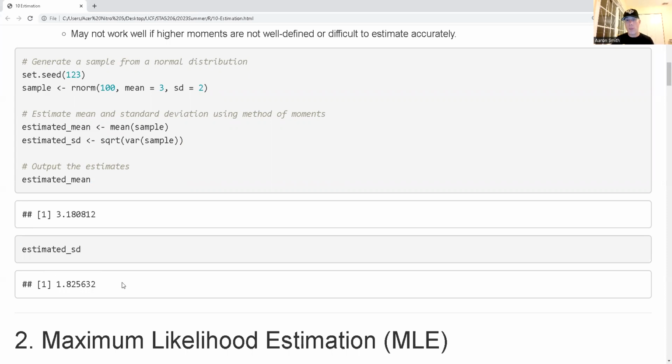Now, in upcoming videos, we'll talk about figuring out, do I have a good estimate or a gray area? Is it kind of good, kind of bad? We'll figure that out in future videos.